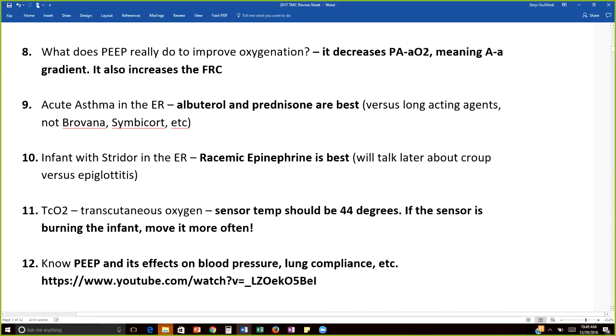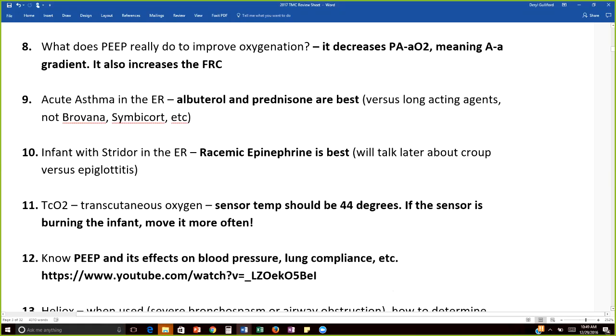What does PEEP really do? You ever thought about why PEEP actually works? Well, what it does is it decreases the A-a gradient, the big A minus the little a, O2. And it does that by increasing the FRC that we were just talking about. As the FRC increases, there's more surface area exposed for oxygen to diffuse and more time during the respiratory cycle for oxygen to diffuse. So that's what PEEP really does. We've had quite a few questions about PEEP.